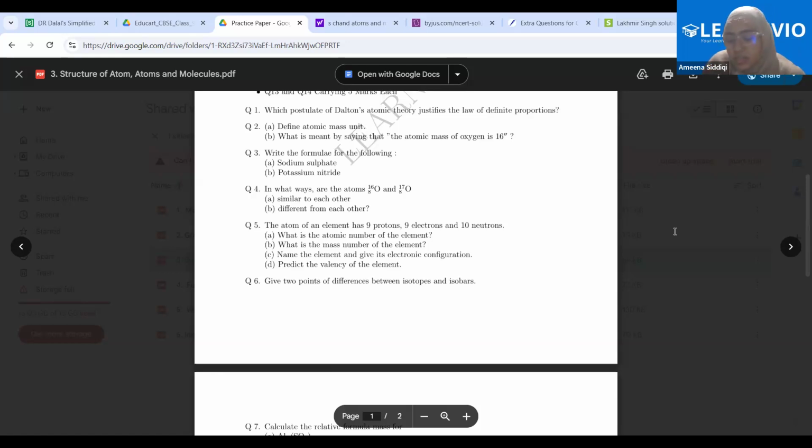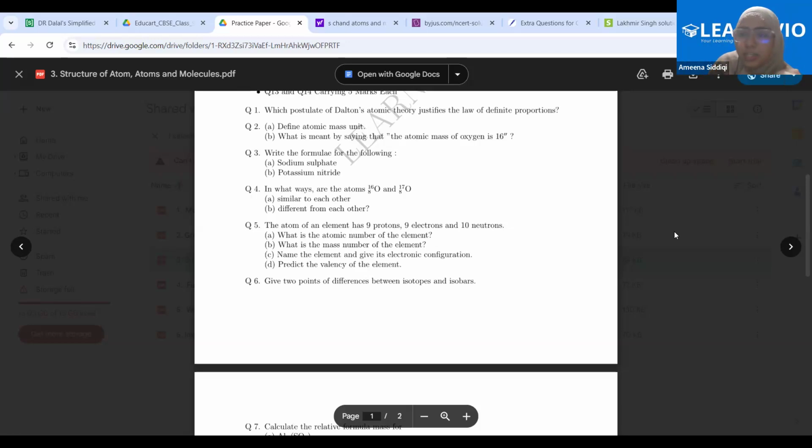Atomic mass of oxygen is 16 means that the mass of an oxygen atom is 16 times the 1/12 mass of a carbon 12 atom. Because that 1/12 the mass of a carbon 12 atom has been taken as 1 U. Now the atomic mass of oxygen is coming as 16 U. That means it is 16 times the 1/12 the mass of a carbon 12 atom. Fine. Sodium sulfate, I think we have already done this.